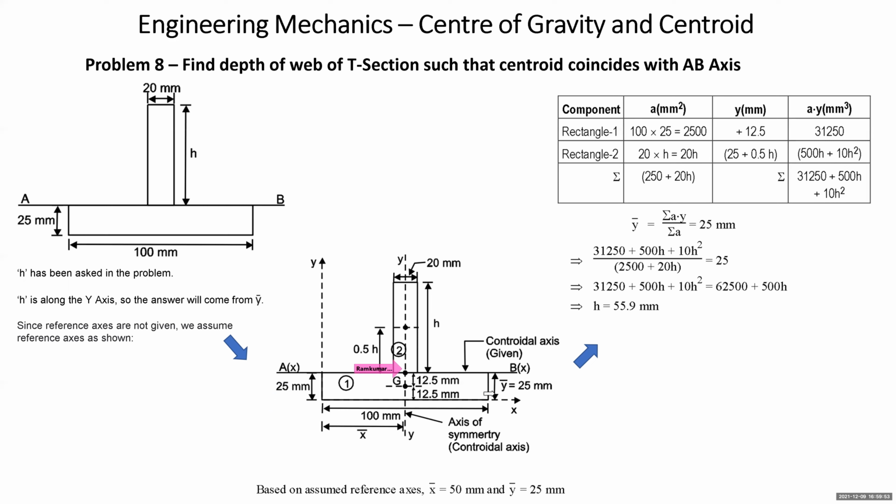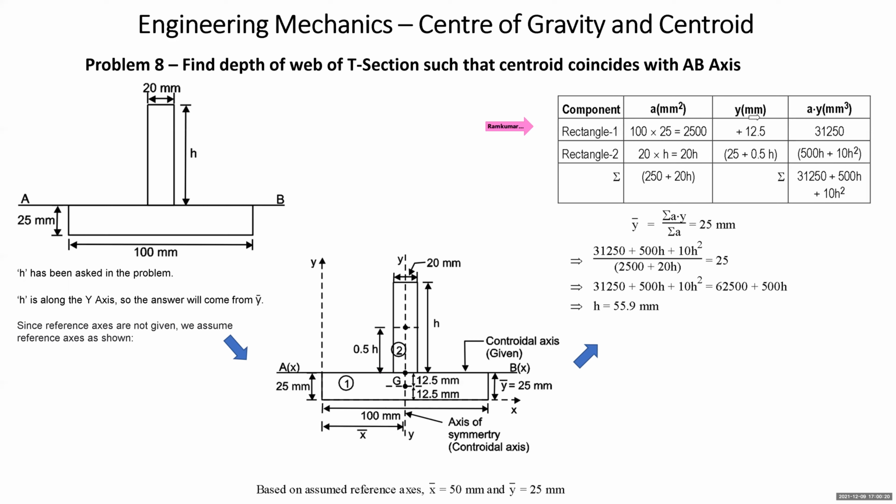Students, when the reference axes are not given in a problem, I could have assumed this corner also as the origin. If I take this point as origin and this as the x-axis, in that case y bar becomes 0. So here you have to assume the reference axis and then solve the problem. Anyway, right now I've taken this corner as origin. So this is the x-axis, this is the xx centroidal axis, y bar is 25. Now we'll make a table for only y bar: Component, A, Y and AY.